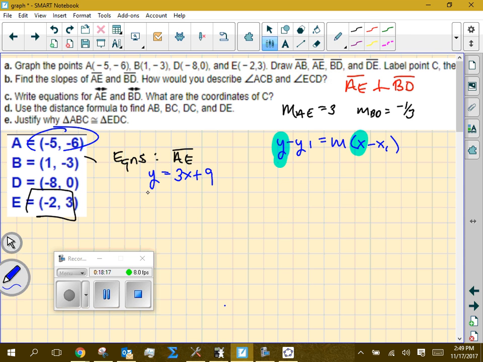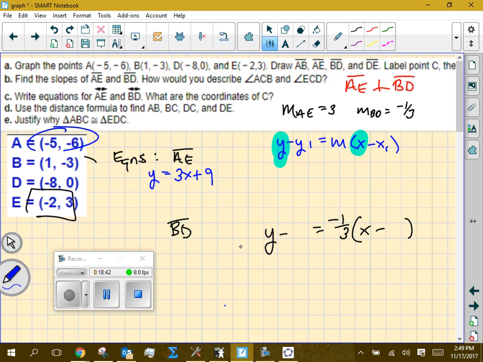We're now going to find the equation of BD. Okay, so BD. Okay, I'm going to use still y minus y1 equals m times x minus x1. But BD had a slope of negative 1/3, right? So I like to just, I know my formula is going to always have that kind of format. So I always fill in what I know. And now I need my y1 and my x1, right?